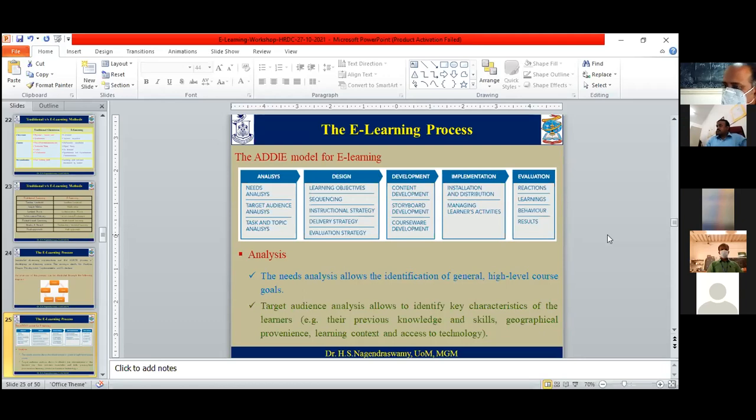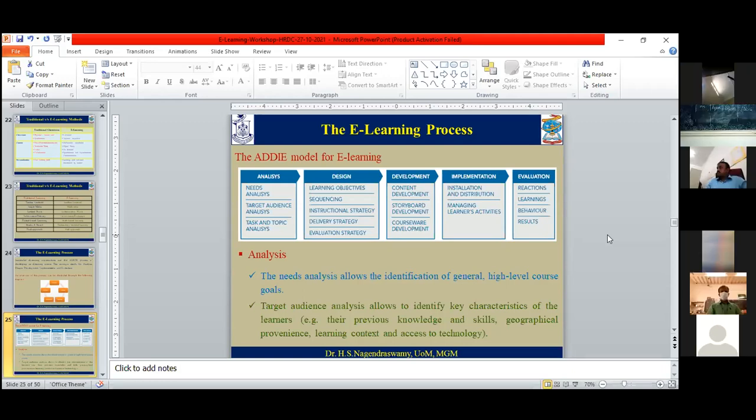Then we need to understand the target audience analysis, which allows us to identify the key characteristics of the learners, their past or previous knowledge, right? You cannot offer a course for 10+2 students who are not at all familiar with the subject or the past knowledge as such. Then you have to start from scratch.